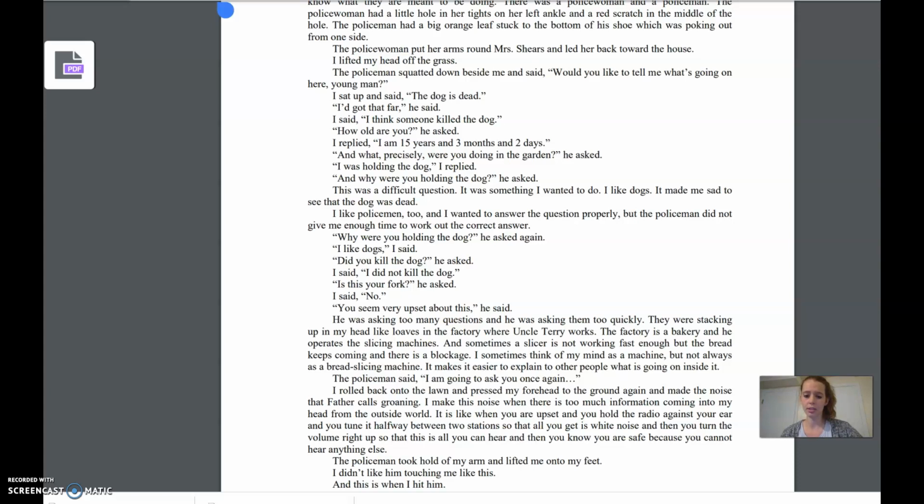It was something I wanted to do. I liked dogs. It made me sad to see that the dog was dead. I like policemen too, and I wanted to answer the question properly, but the policeman did not give me enough time to work out the correct answer. "Why were you holding the dog?" he asked again. "I like dogs," I said. "Did you kill the dog?" he asked. I said, "I did not kill the dog." "Is this your fork?" he asked. I said, "No." "You seem very upset about this," he said.